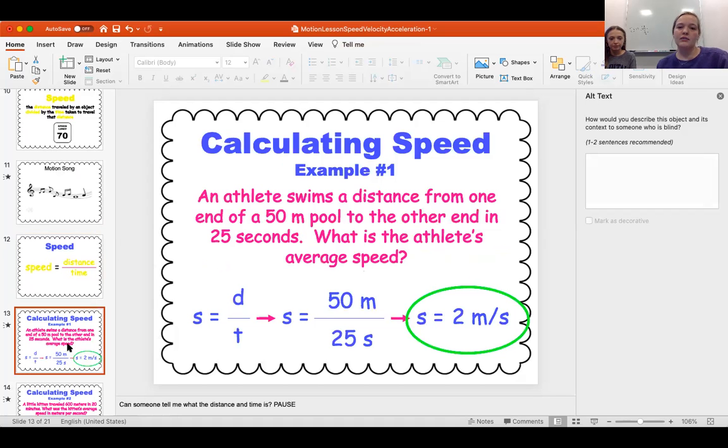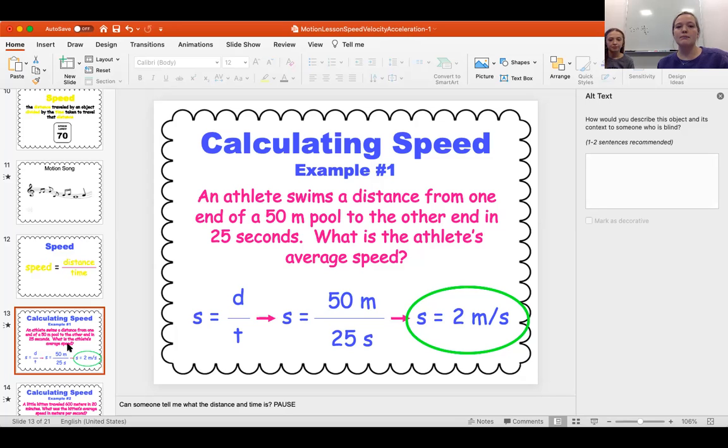So I will go ahead and read my first example for you guys, which is an athlete swims a distance from one end of a 50-meter pool to the other end in 25 seconds. What is the athlete's average speed? So can anyone guess what formula we will be using? Right, we will be using S equals D over T.